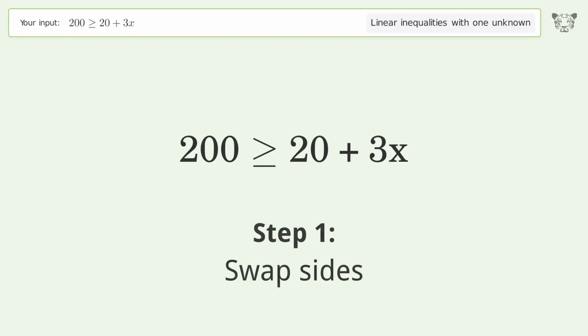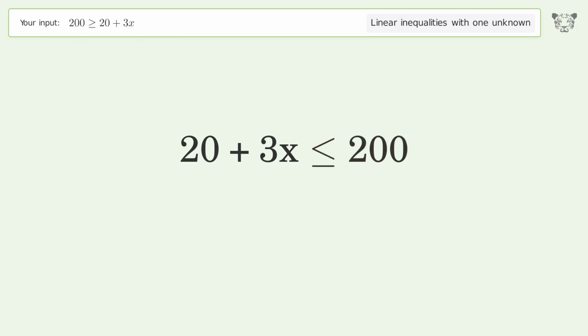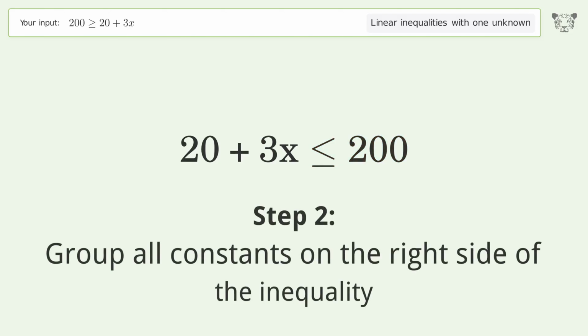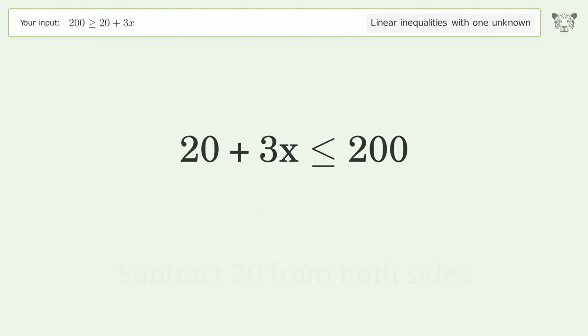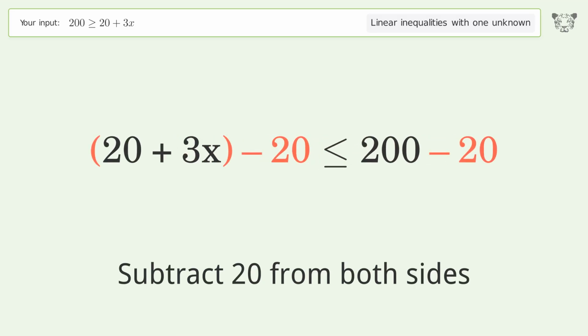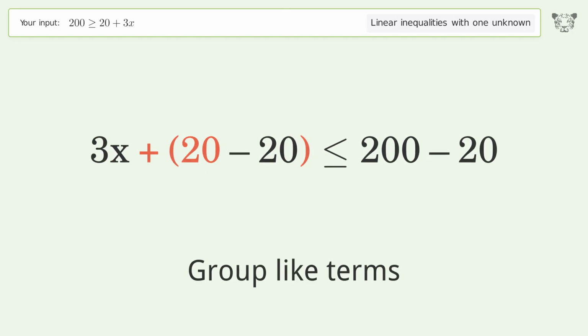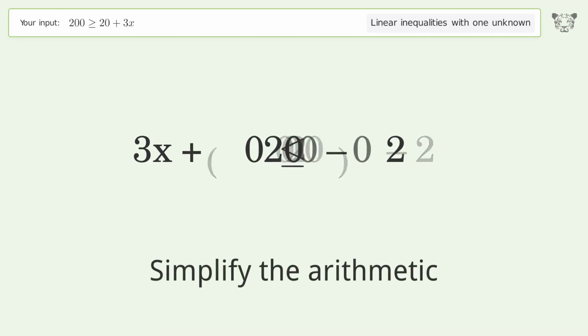Swap sides. Group all constants on the right side of the inequality. Subtract 20 from both sides. Group like terms. Simplify the arithmetic.